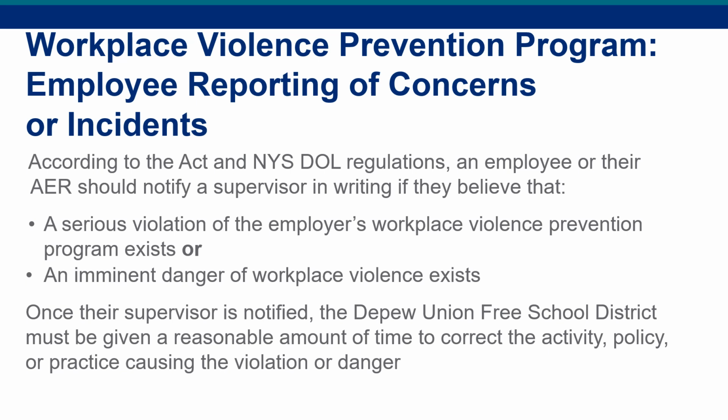According to the Act and Department of Labor regulations, an employee or their representative should notify a supervisor in writing if they believe that a serious violation of the employer's workplace violence prevention program exists or an imminent danger of workplace violence exists. Once their supervisor is notified, the Depew Union Free School District must be given a reasonable amount of time to correct the activity, policy, or practice causing the violation or danger.